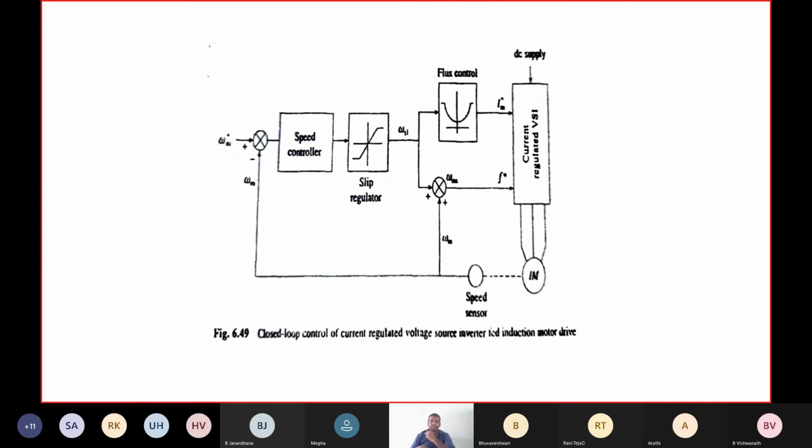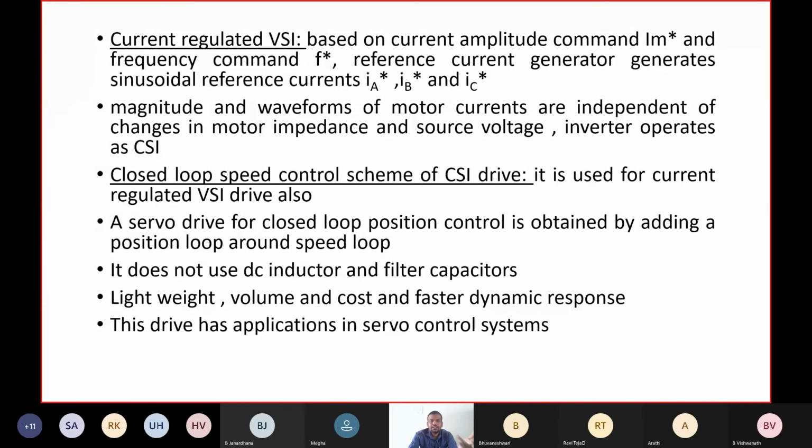Yesterday we discussed the closed loop current regulation for speed control. Same like that, this is also one more loop. Yesterday, what was the drawback? Because of the usage of a huge amount of weighted components, there was increased weight and increased cost. So what we need to do is customize. Here, the closed loop speed control scheme using CSI drives.